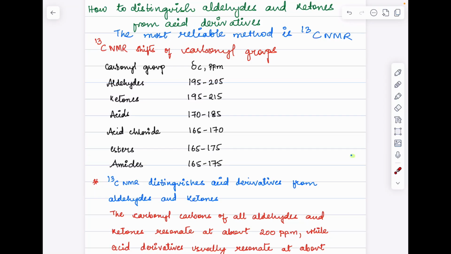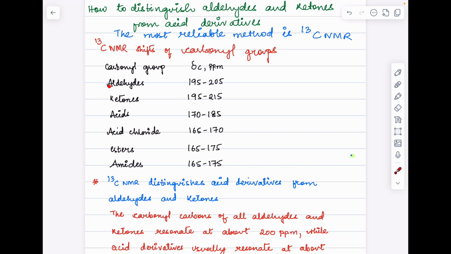Let us see how to distinguish aldehydes and ketones from the acid derivatives. The most reliable method to distinguish aldehydes and ketones from the acid derivatives is carbon 13. So, let us look at the chemical shift values of these functional groups.